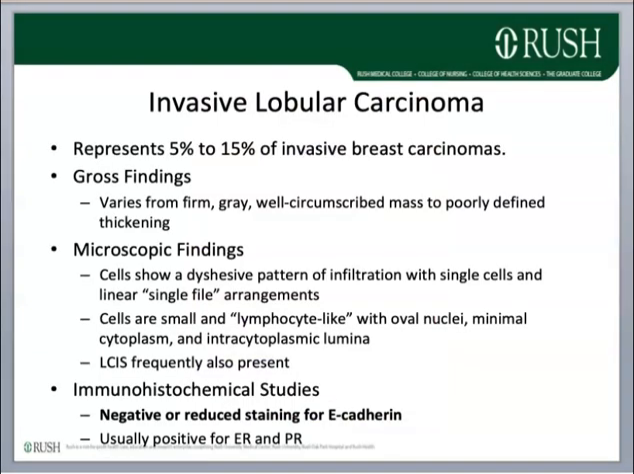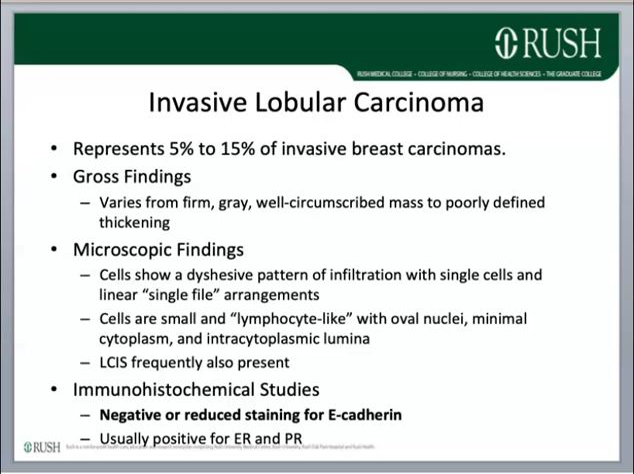Invasive lobular carcinoma represents about 5 to 15% of all invasive breast carcinomas. Grossly, there's a wide variation from discrete, firm gray masses to poorly defined areas of thickening that don't really form a discrete mass. Microscopically, the cells show a discohesive pattern of infiltration with single cells and linear single-file arrangements of cells. The cells are small and lymphocyte-like with oval nuclei, minimal cytoplasm, but sometimes intracytoplasmic lumina. Lobular carcinoma in situ is also frequently present.